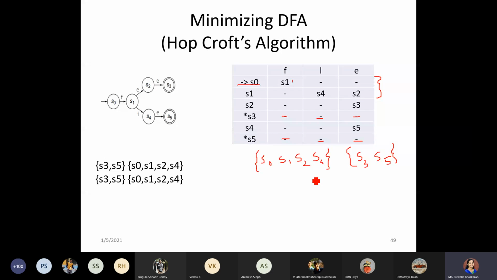You take the next one, S0 with S2. With respect to the F transition, we have S1 for S0. With respect to the E transition, there is empty and S3. Now if you see, S3 is in another group in the previous partition. S3 is in another group.